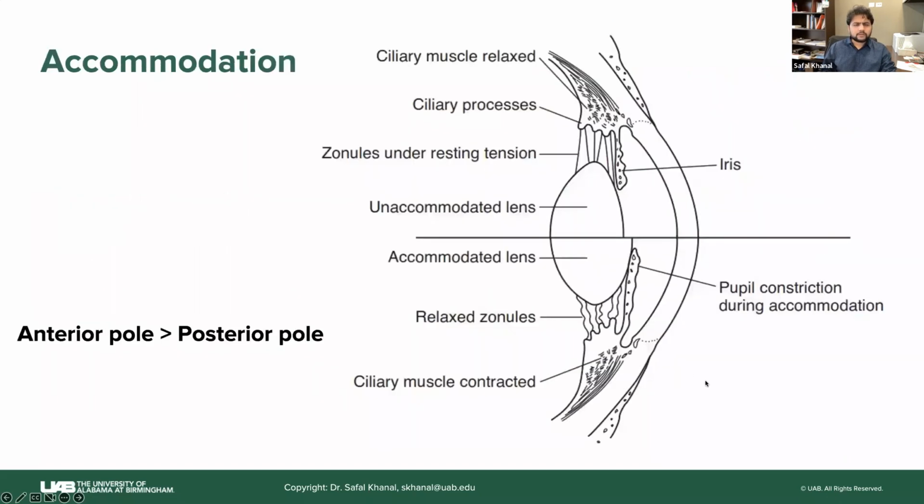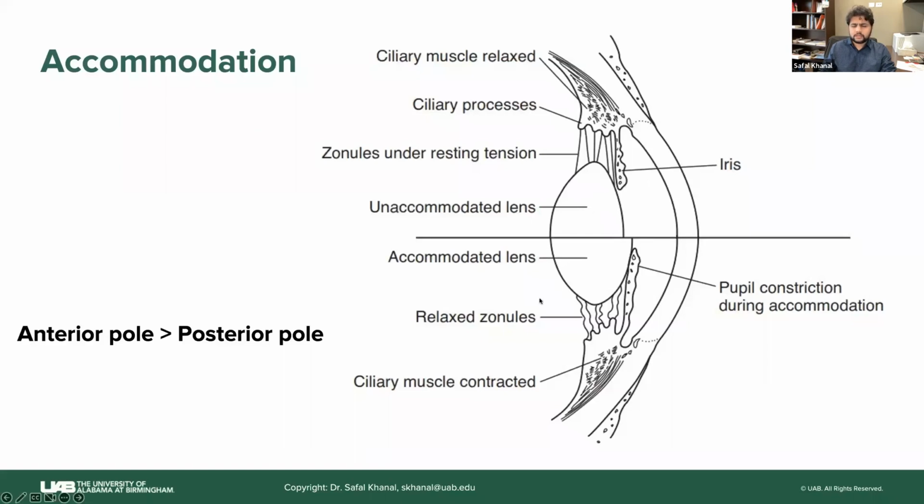Now, what happens during accommodation is an important thing to remember. When the eye is looking at distance and the eye is relaxed, the unaccommodated lens is actually thinner, and the zonules are under tension, so they are taut. And the ciliary muscle is relaxed. The zonules are taut, and the lens is a little bit thinner in the unaccommodated state.